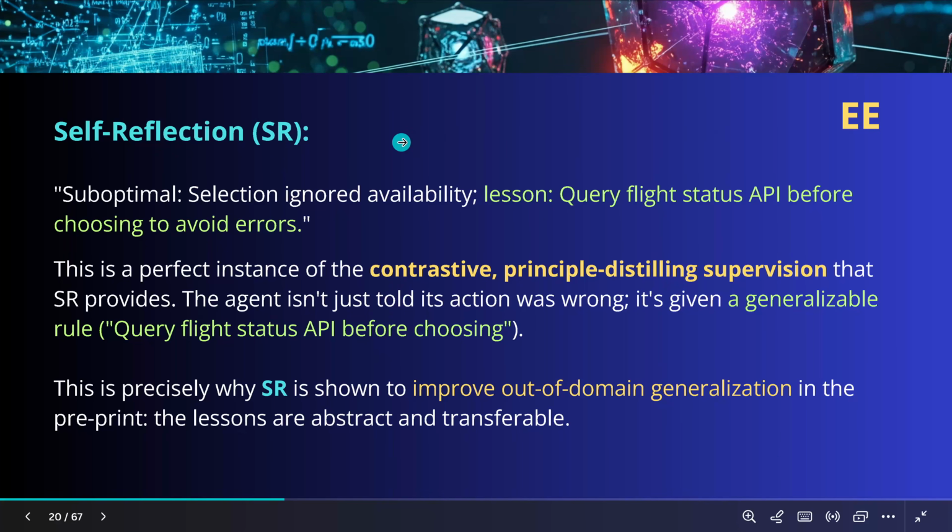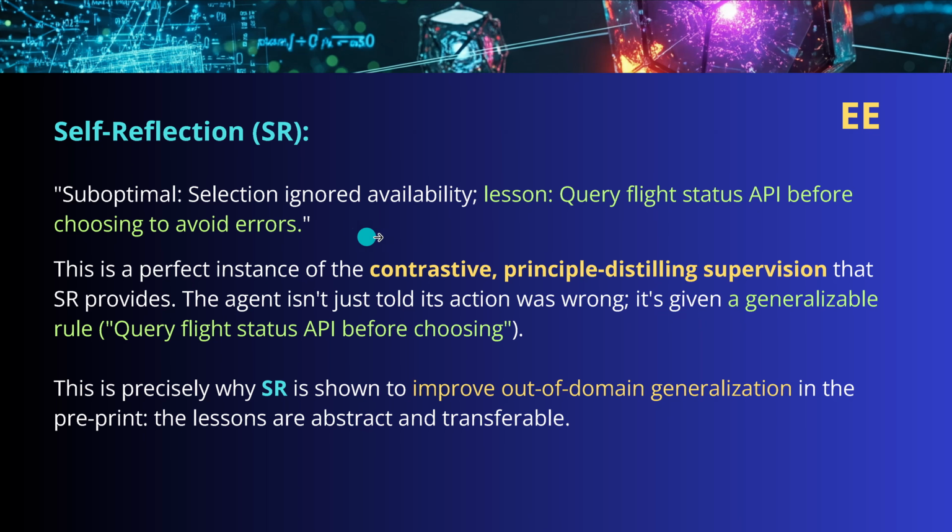Yeah, self-reflection, I think it's clear. Perfect instance of a contrastive principle distilling supervision that the self-reflection provides. The agent is not just told its action was wrong, with a binary reward signal, but we now have a generalizable rule: query the flight status API before choosing this flight. So you see precisely why self-reflection is shown to improve our out-of-domain generalization.